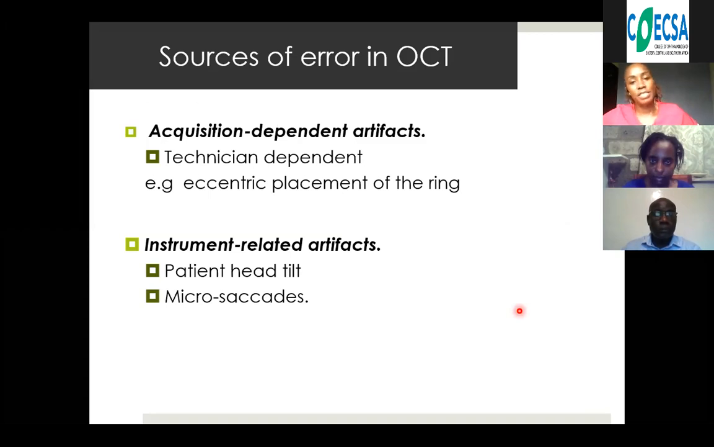And of course, if the patient has tilted their head or there are some microsaccades in the eyes, you're going to get different readings, or you can get some sources of error from there. So these are things you have to keep in mind.